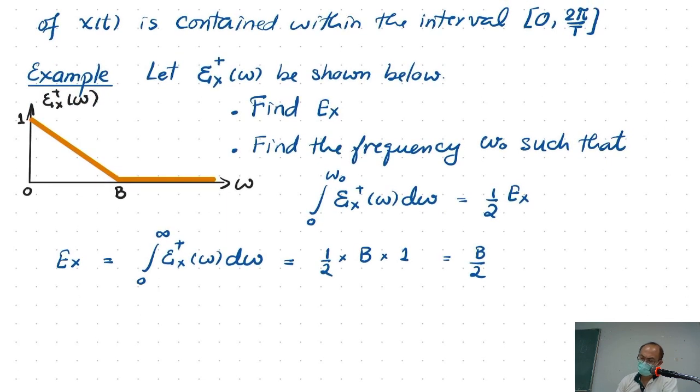Now for part B, we want to find omega 0. Now we have 0 to omega 0. The graph here is a linear graph. The slope of this is minus 1 over b, so it is minus omega over b, and the y-intercept is 1. We want this to be 1/2 of Ex.